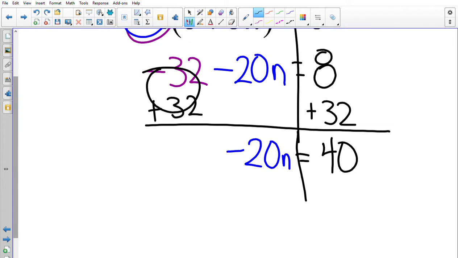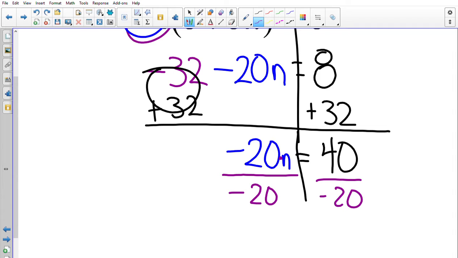Last step, you need a positive n in here. I cannot have a negative n in here. I need a positive n in there. It's a negative 20 times n. So you are multiplying n times a negative 20. So to get rid of multiplying by negative 20, we're going to divide by negative 20. What you do to one side, you must do to the other.